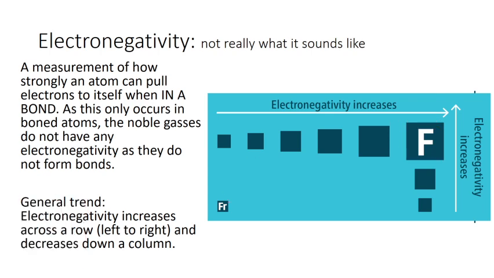Whereas things down here in this corner, like francium, have valence electrons that are very far away and not pulled with much force. They have very low effective nuclear charge. They are going to have extremely low electronegativity because they are not going to pull electrons towards themselves with any kind of strength at all.